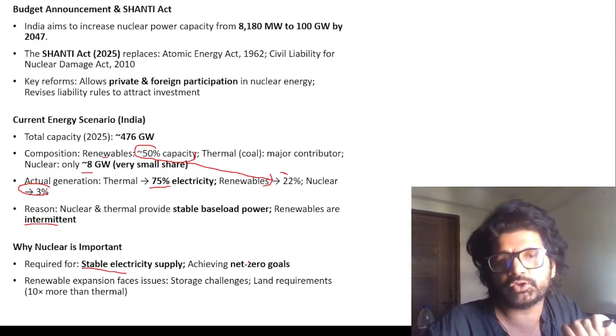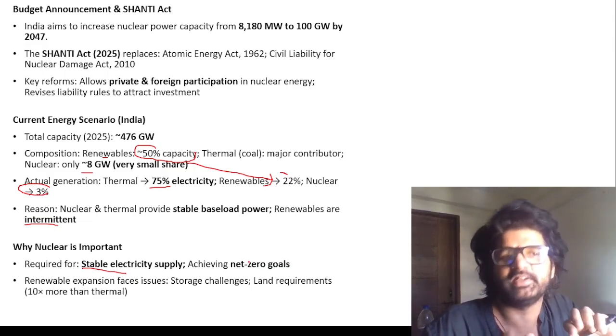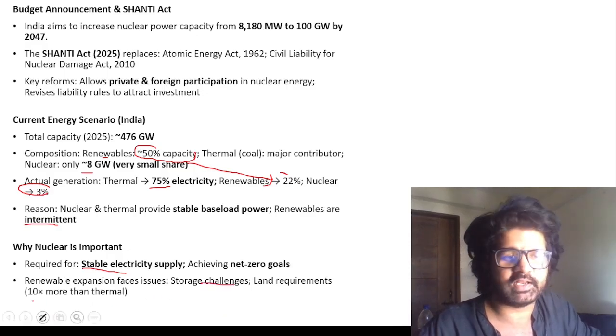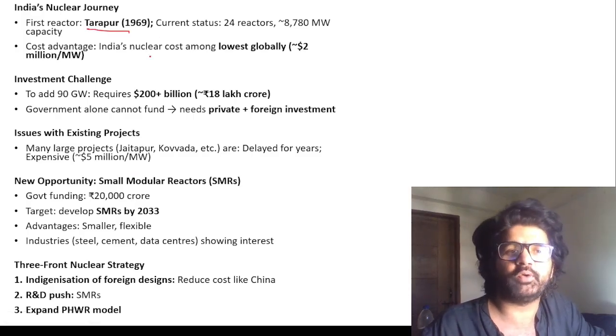It's not as polluting as coal, and it's not as renewable as solar and wind, and that's why it is in the category of non-renewable. Hope you're understanding. Renewable expansion phases, storage challenge, this and that. In that regard, the SHANTI Act has come. First reactor Tarapur, again you can read all these things.